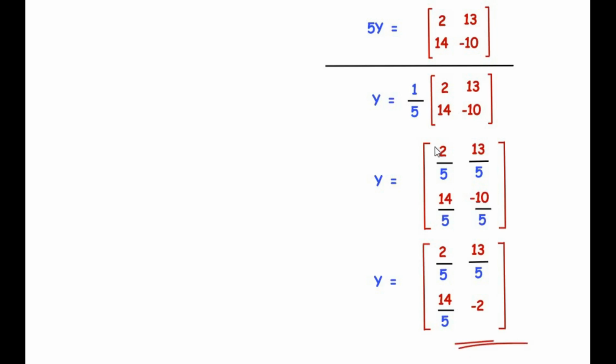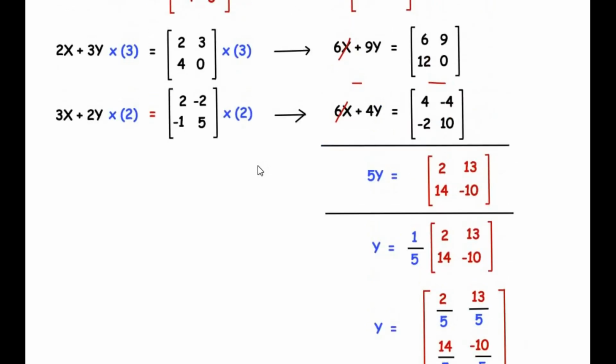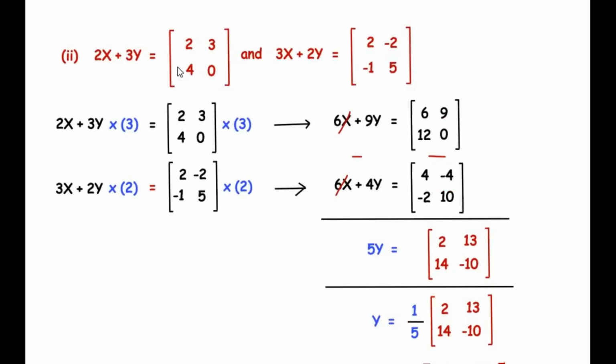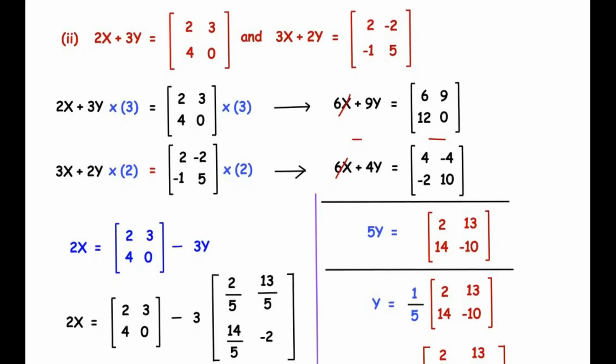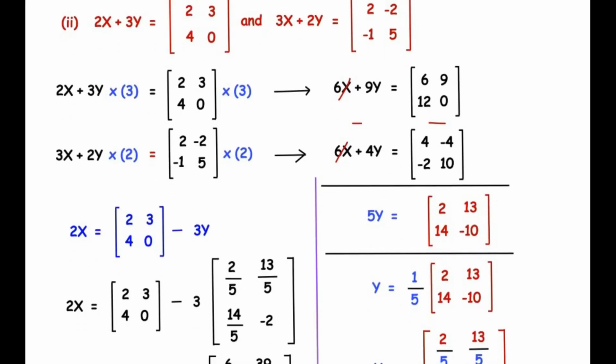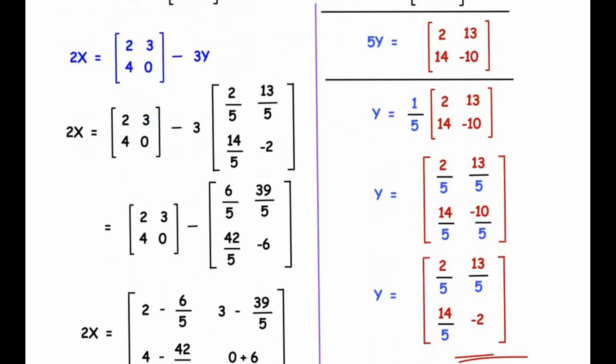Now let us find out matrix x. So for that we can choose any of these two equations. I'll be starting with the first one. So here we have taken the first equation and we have sent this 3y on the other side of the equal to sign. So it becomes 2x is equal to the given matrix minus 3y. Now here 2x will be equal to the given matrix minus 3 times the value of y which we have got over here. That is 2 over 5, 13 over 5, 14 over 5 and minus 2. So substituting over here we have written this way.